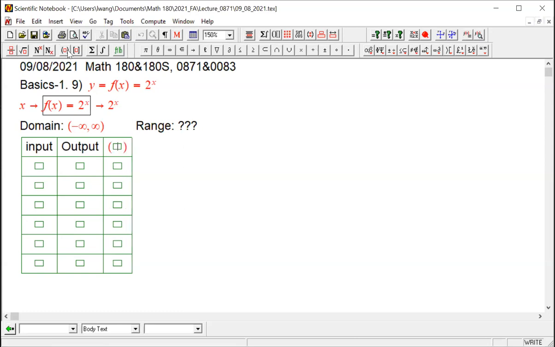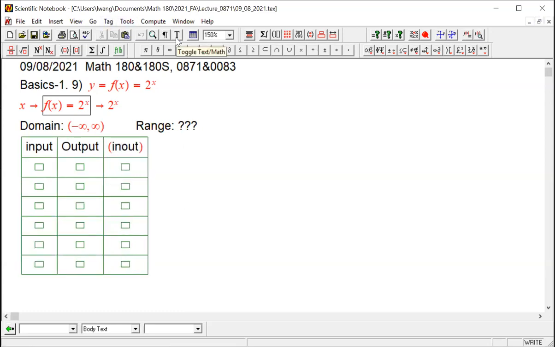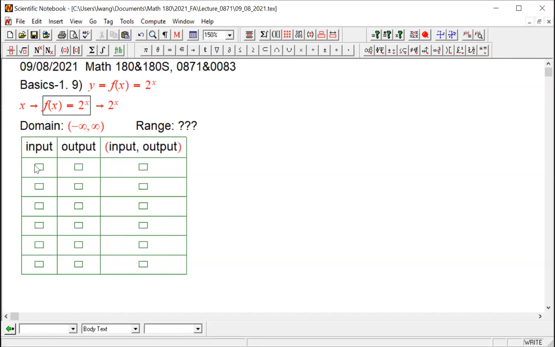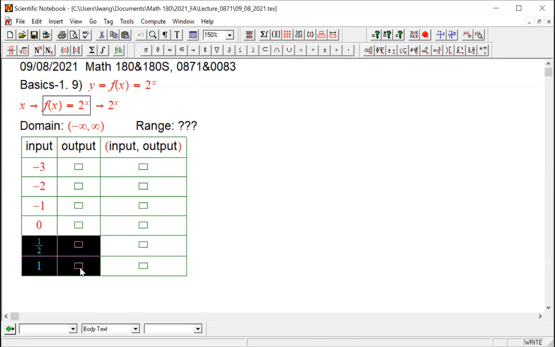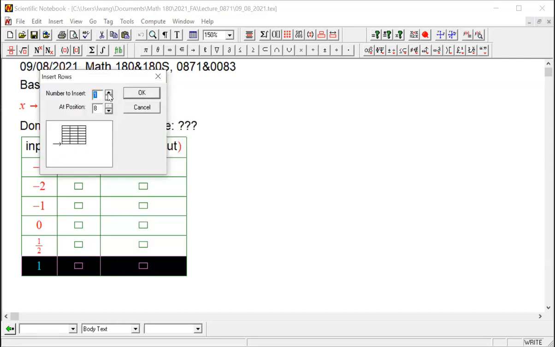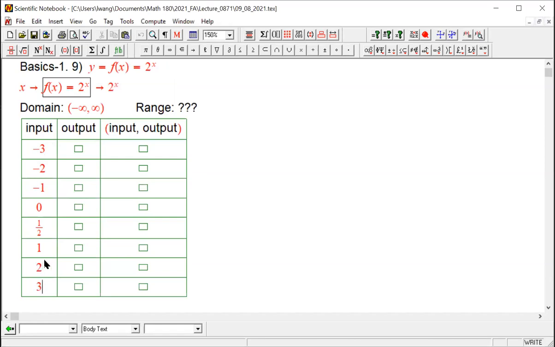Okay, and then we make points. Input, output. So I'm going to give you a bunch of input. I'm going to give you a -3 as the input, -2 as the input, -1 as the input. I'm going to give you 0 as the input. I'm going to give you half as the input. And I'm going to give you 1 as the input. Okay, and I'm going to give you just 2 more. Can you fill them up? 2, 3.